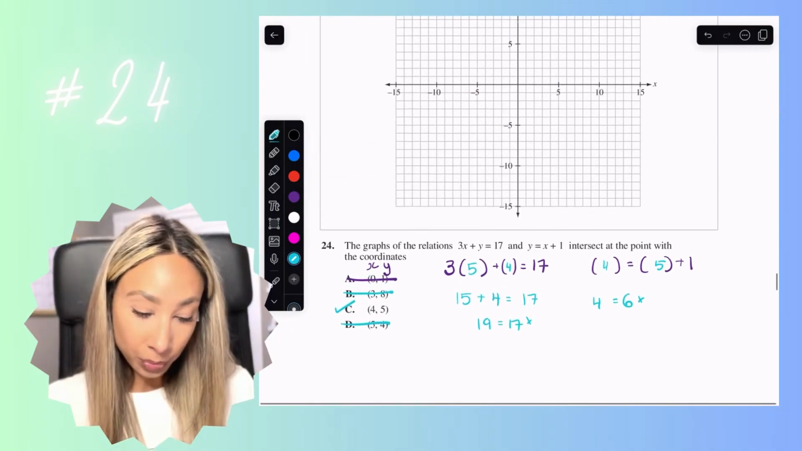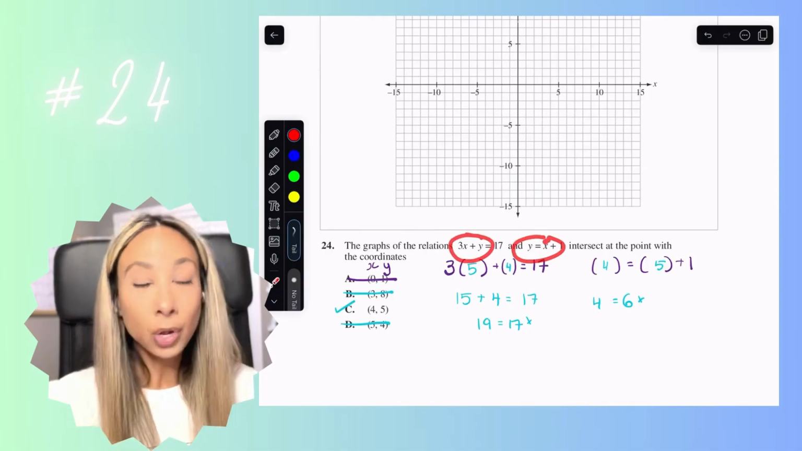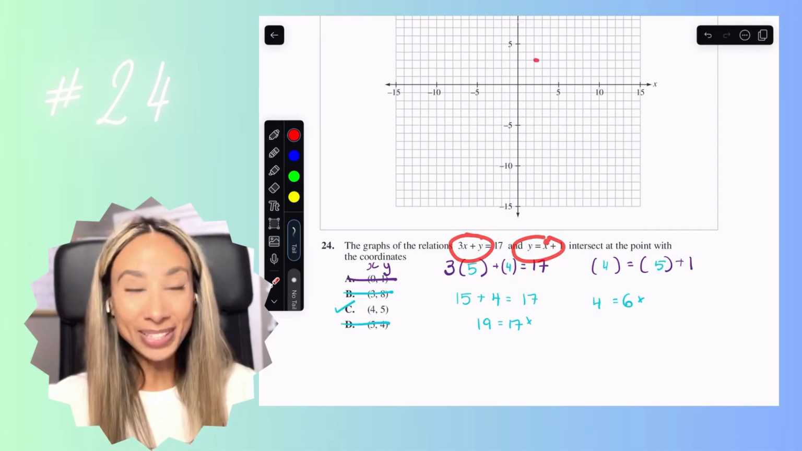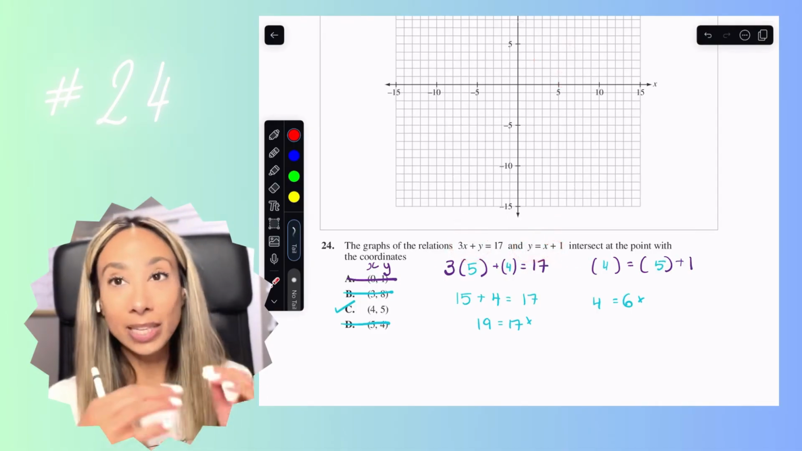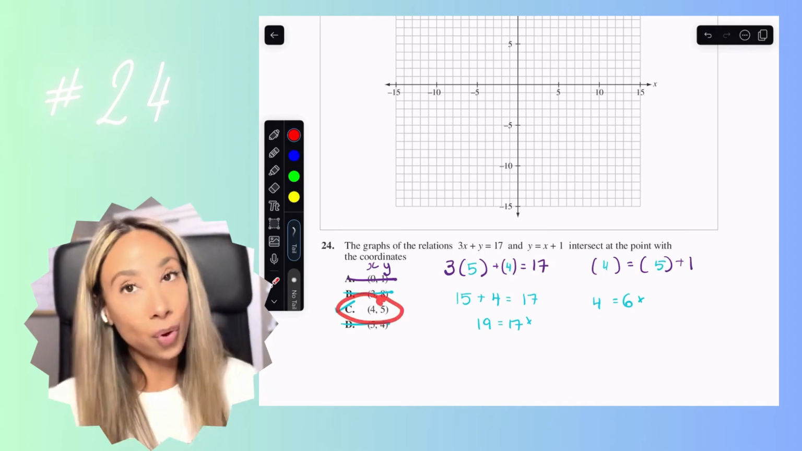Now, what we could also do if we wanted to is we could use these values here, create a table of values, plot those values, and you're going to see there's a point where both equations share the point 4, 5.